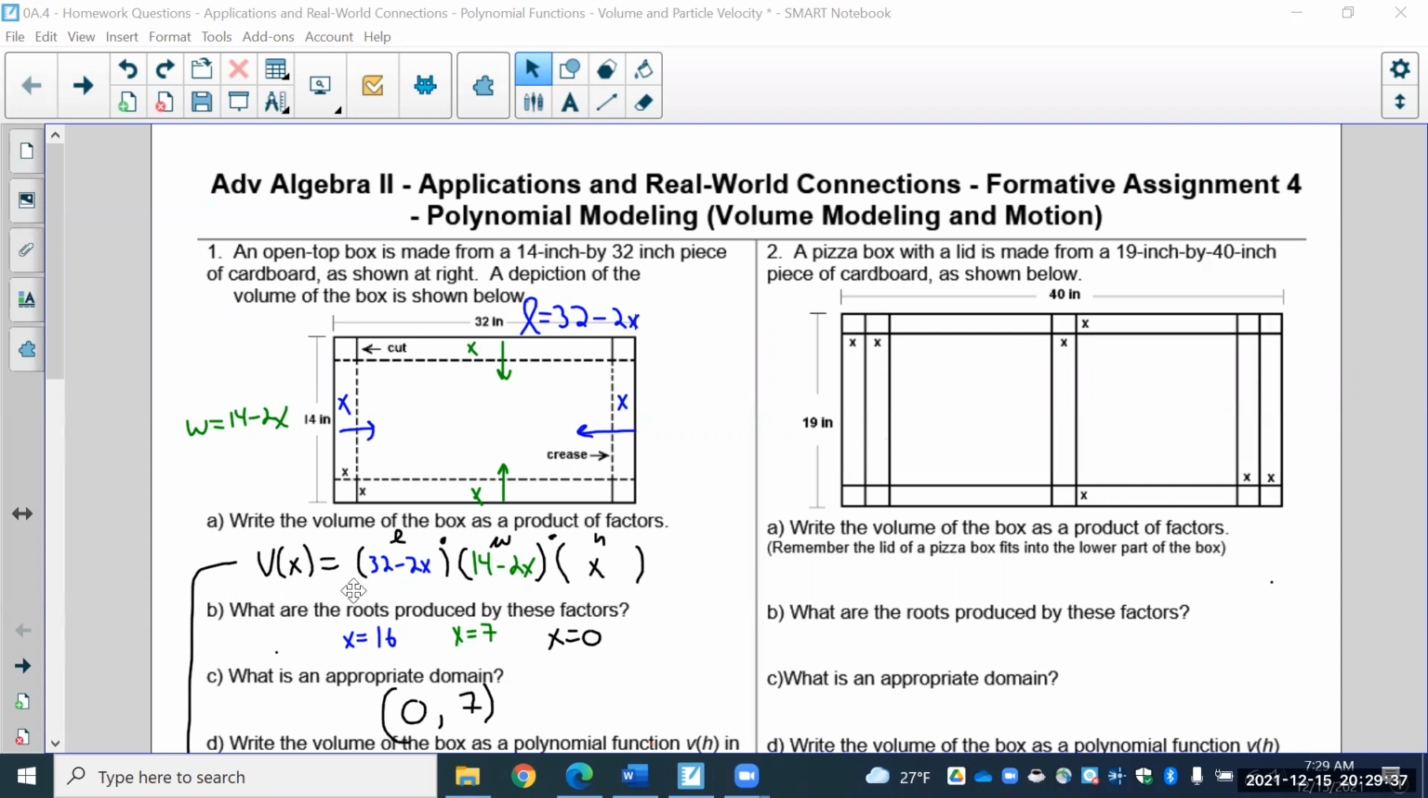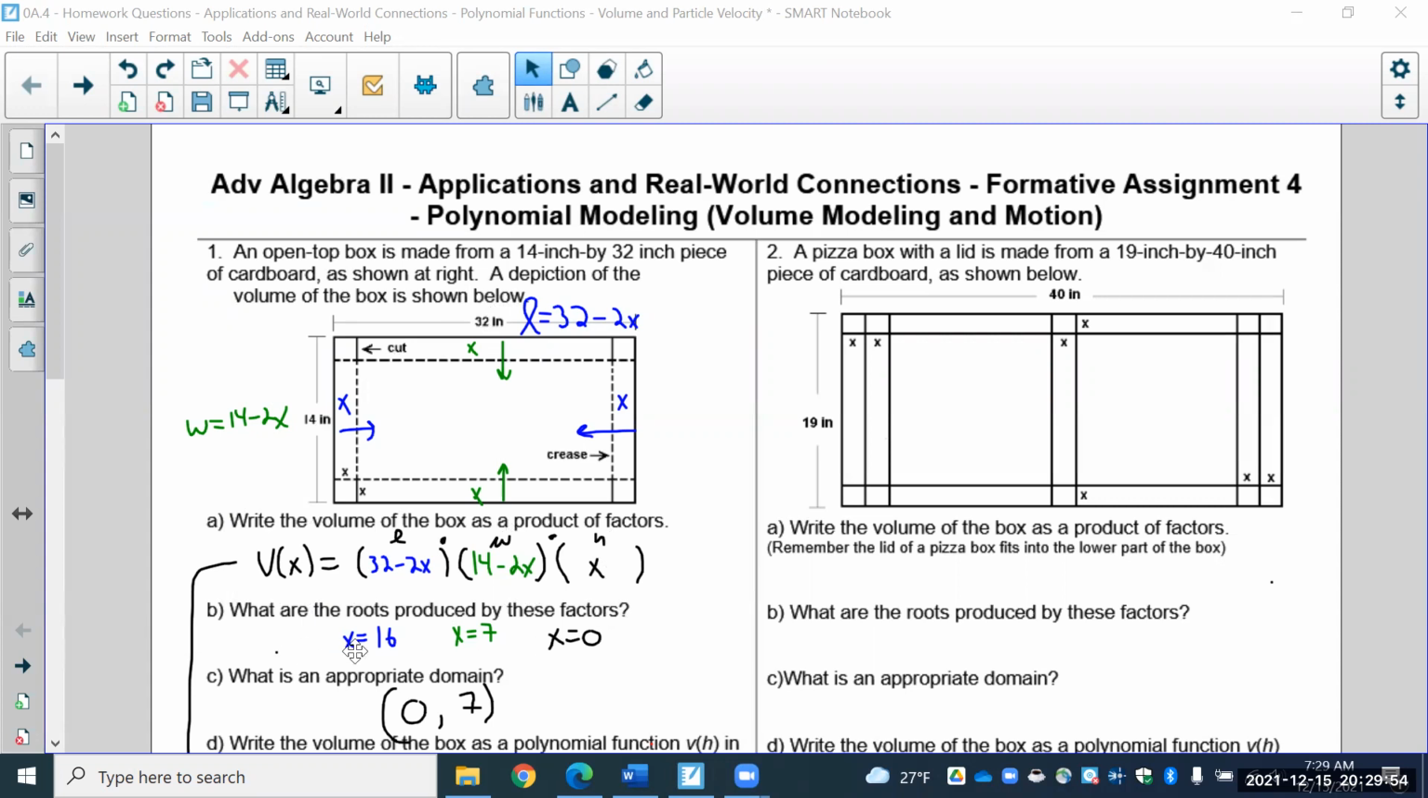So to find the volume is length times width times height. The length would now be 32 minus 2x. You take this amount, you always fold in two flaps. The width would be this way. So you're going to have 14 and fold in two flaps, 14 minus 2x, and the height is x.